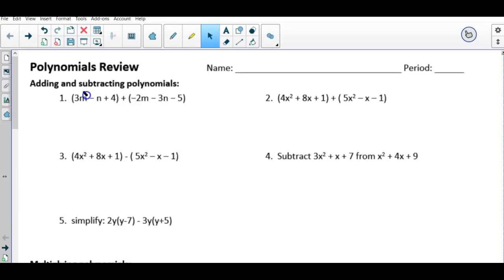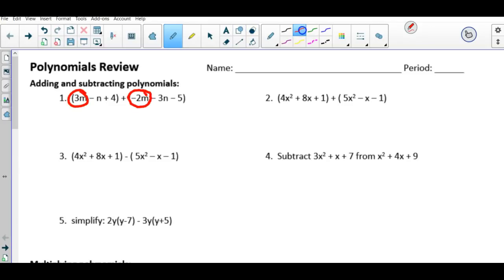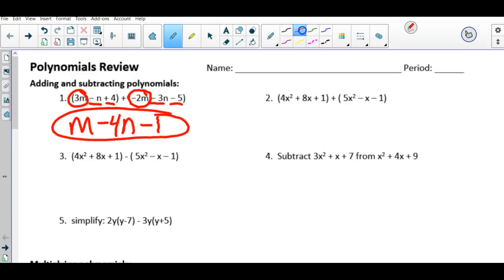So let's go with red here. Looking at our m's, we have a 3m and a negative 2m, so that is 1m. Our n's, negative 1, negative 3 is negative 4n. Plus 4 minus 5 is minus 1. So no distribution there, just combining like terms.